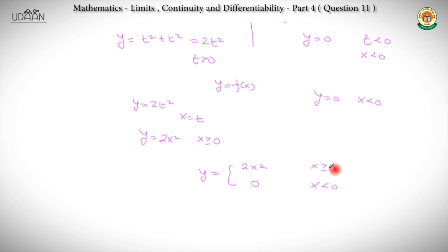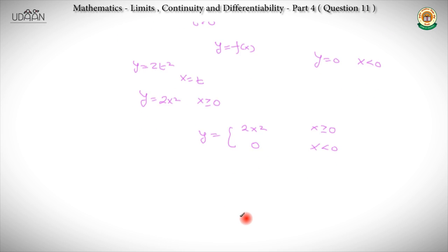Before plotting a graph, we always need the function, so the previous steps led us to this function. Since we directly have the curve, and it is a very simple function, we can directly use it to plot the curve. So 2x square will be a smooth parabola over here, and it will be 0 for x negative. So this is the curve we have.